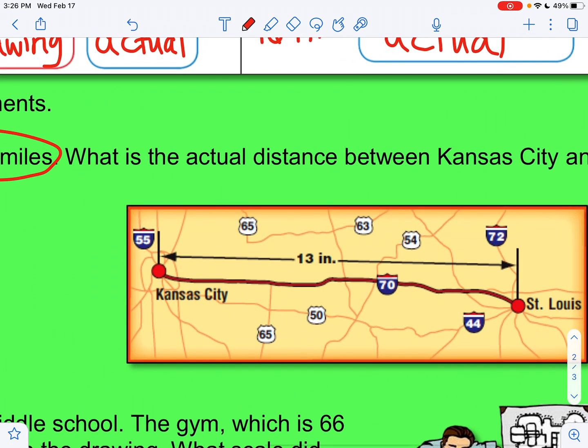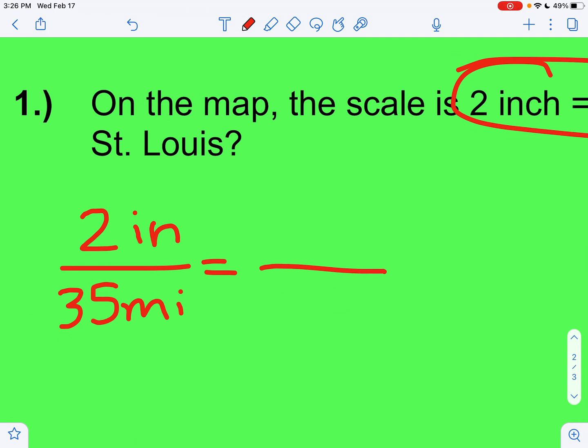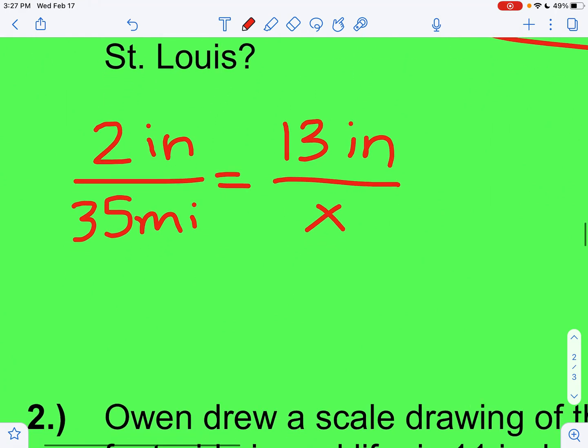So let's take a look at our map. On our map, how far are they? They're 13 inches. So the inches, is that going on the top or the bottom? Right, it's going on the top. So 13 inches goes on the top, and we want to know how far that actually is if we were to drive it. Now we cross multiply.